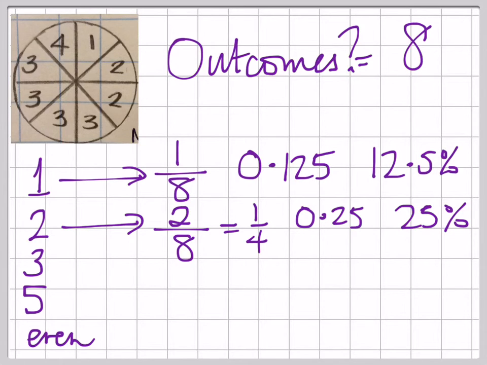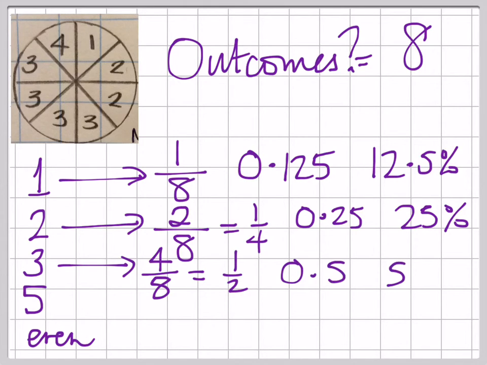Now the chance of throwing a 3, again, there are 8 outcomes. Out of those, 4 of them are the number 3, and we can simplify that to 1/2. We know that's 0.5 or 50%. I'm not going to do the chance of a 4 coming up because there's only 1 4, so that's the same outcome as a 1 coming up. It would be 12.5%, 1/8 or 0.125.